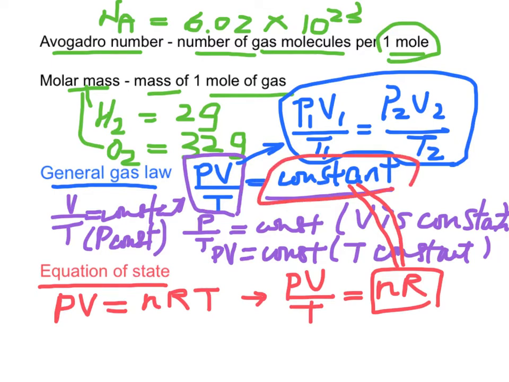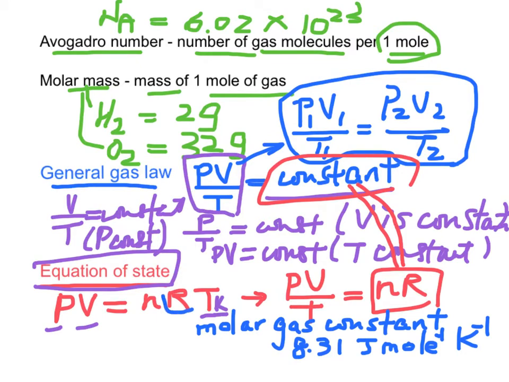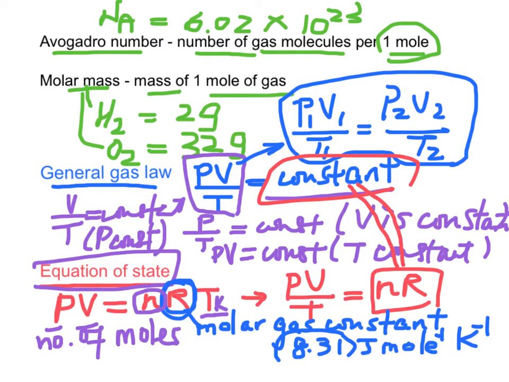Okay, in this equation of state, P is the gas pressure, V is the volume of gas, T is the absolute temperature. The unit should be in Kelvin temperature. R is the molar gas constant, which is a constant value equal to 8.31 joule per mole per K. Remember, R, the value is equal to 8.31. Another term is smaller n. Smaller n is the number of moles of the gas.